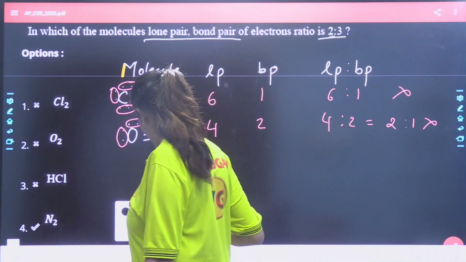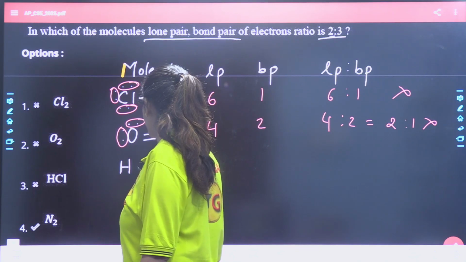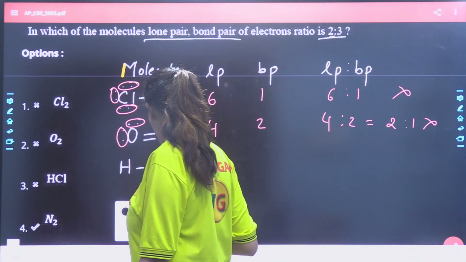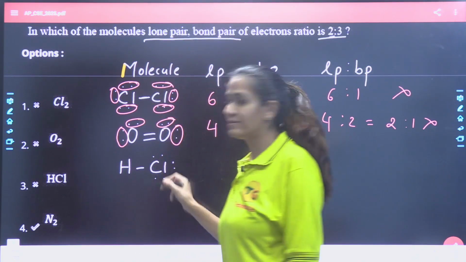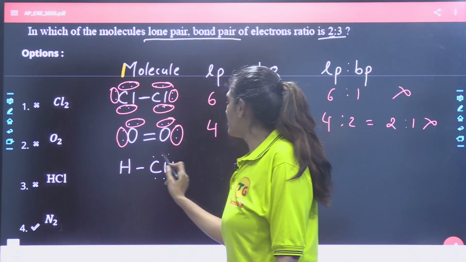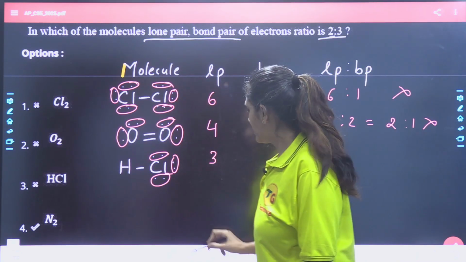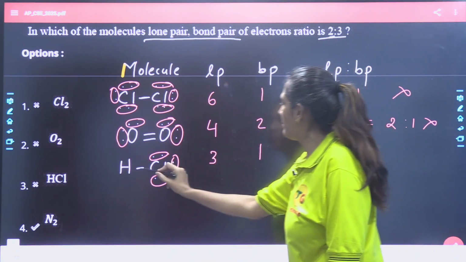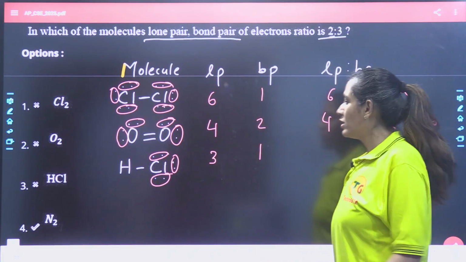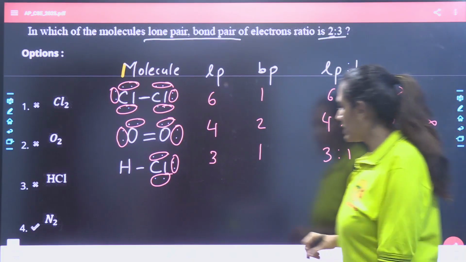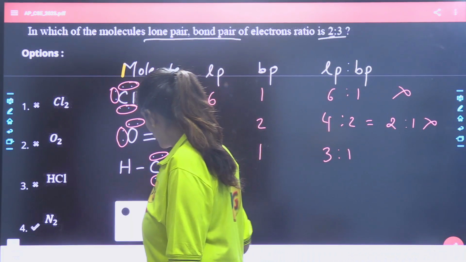Then next, HCl. This is how our HCl molecule is. The number of lone pairs is 1, 2 and 3. So here we have 3 lone pairs, and the number of bond pairs is 1. So here our ratio is 3:1. Now our last option.